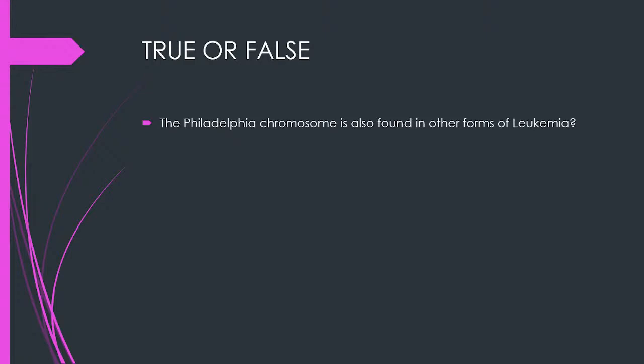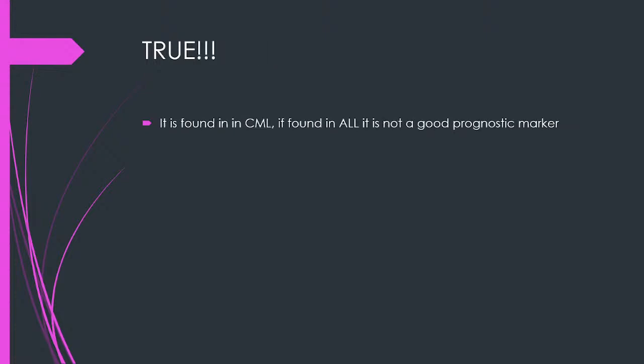All right, Philadelphia chromosome. True or false? The Philadelphia chromosome can also be found in other forms of leukemia. Yes, it's found in CML. If found in ALL, it means that it's not a good prognostic marker. The patient may or may not survive. The patient would most likely not survive chemotherapy.